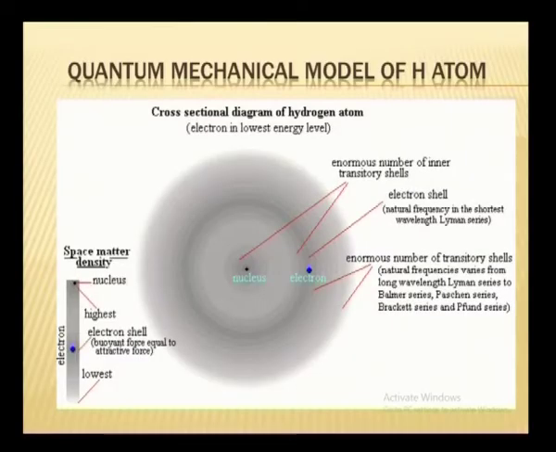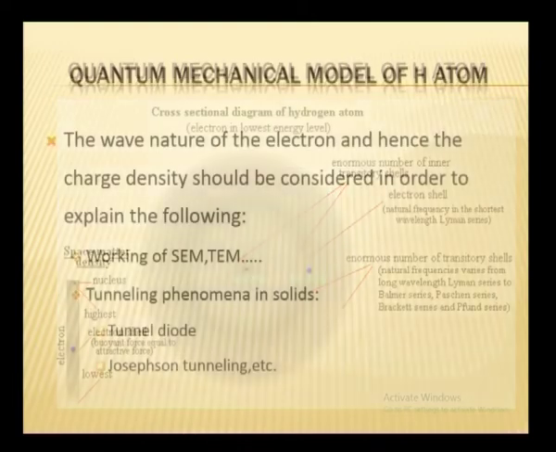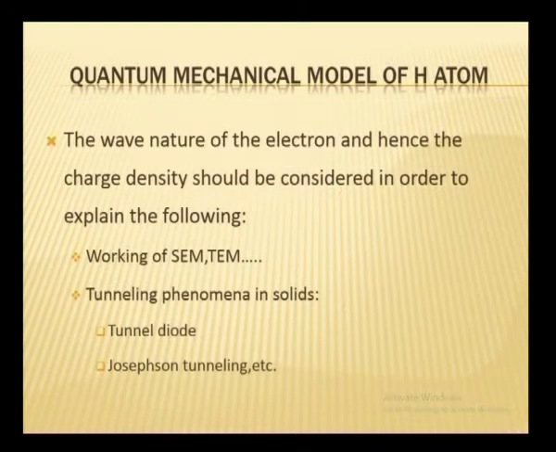If you do not assume the electron as a wave, the following things will happen. If the wave nature of the electron is not taken into account, you cannot explain the working of the tunnel diode or the scanning electron microscope. You talk of X-ray diffraction, similarly electron diffraction. It is electron diffraction, the transmission electron microscope.